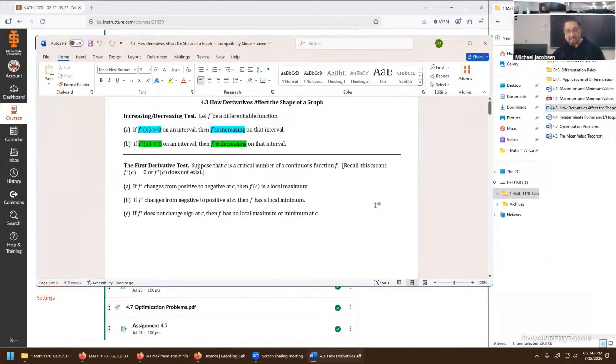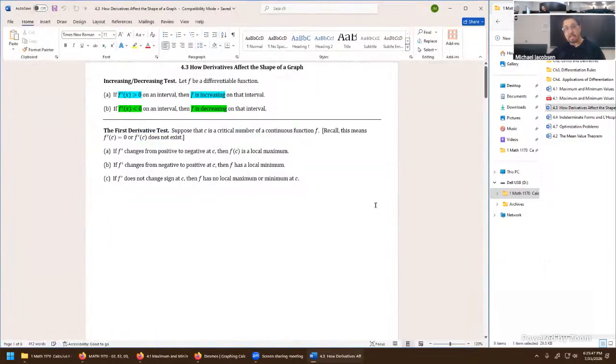The section title here is How Derivatives Affect the Shape of the Graph. And there's lots of answers to that kind of open-ended question there. The first thing we're going to look into is the increasing, decreasing test. But when you look at that test, you might have a sense of deja vu. And if you do, good on you.